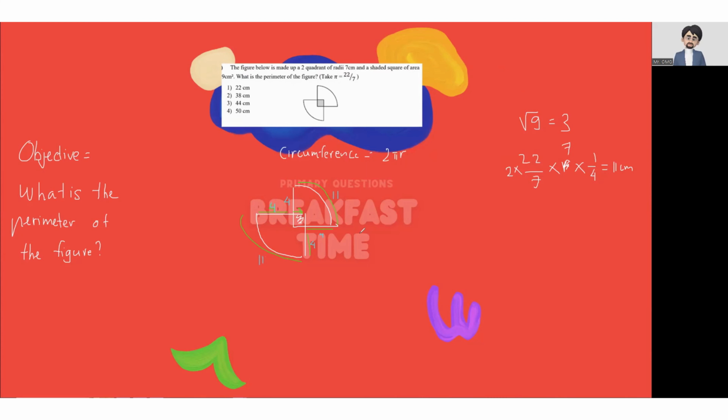11. Okay, to find the perimeter, that means we need to count 11 times 2 plus 4 times 4. You can see that? There are 4. So to count that, 22 plus 16, which is 38. So the answer is 38 centimeters. And that's the answer.